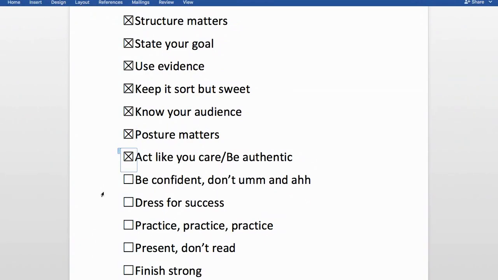Be confident. Don't say um and ah. In my 5-minute speech, I think there was a couple times where I hesitated, or I said um or ah, but I had other things in there. And so it wasn't perfect, but it shouldn't have to be perfect. And it wasn't so much that it really stood out. Dress for success. So I put on a collared shirt just for this speech so that I would be dressed professionally and so that I looked nice.